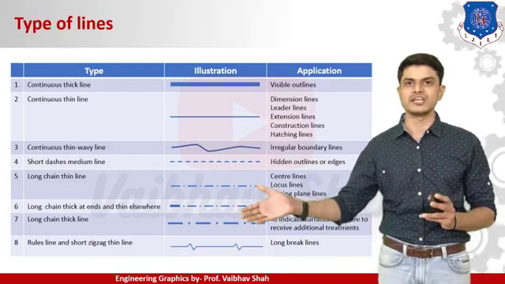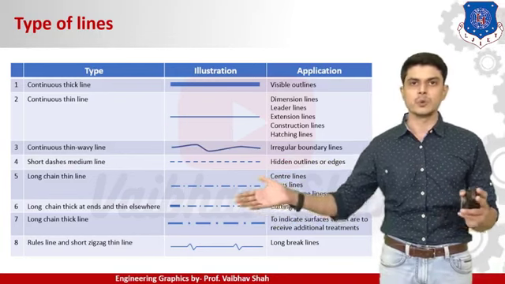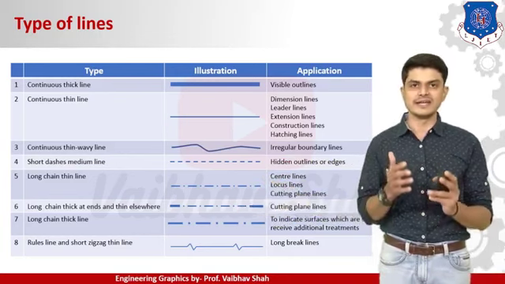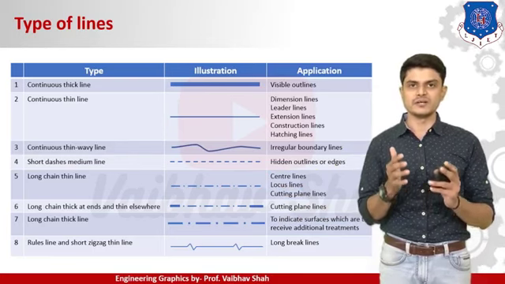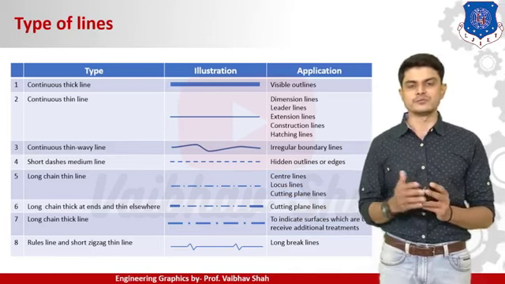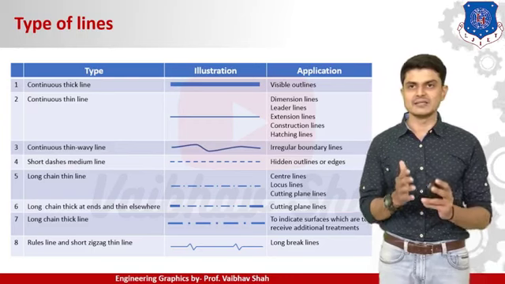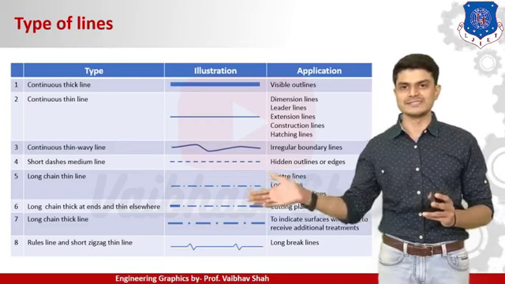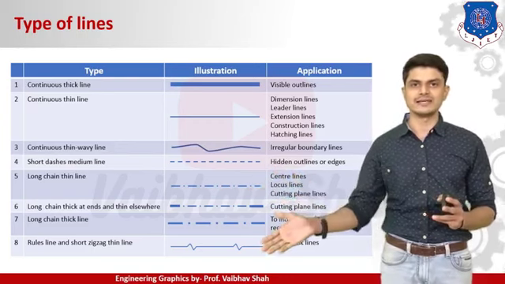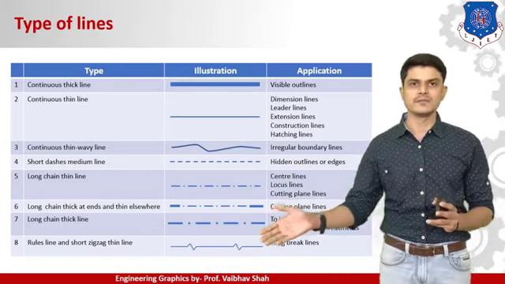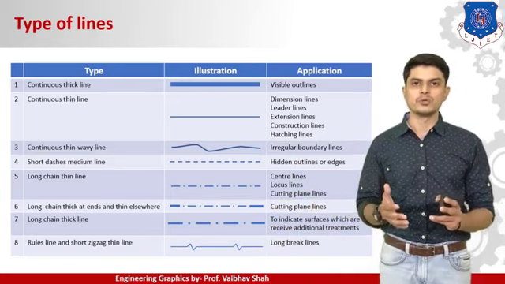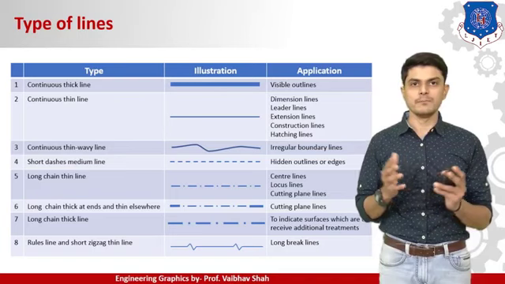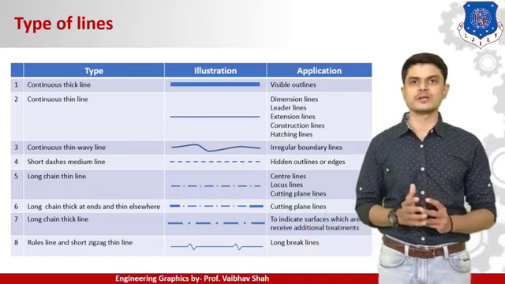This is a complete long chain line, but it is completely thick throughout. So these are the lines to indicate the surfaces which are to be treated additionally. So we will be using this line. And finally, the line is ruled line or short zigzag line. These are the lines like a cardiogram line. So these are the lines to show your long break lines. So these are the total 9 lines.